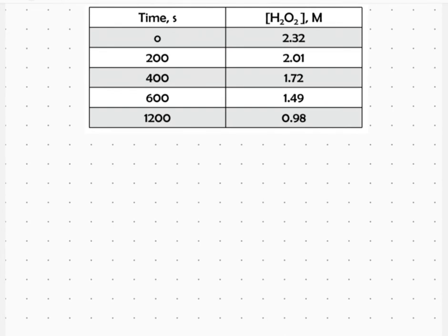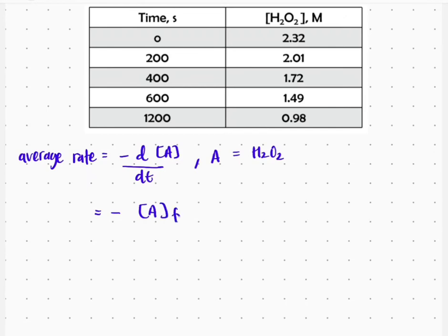Jadi, tadi kita dah go through the formula. Okay, so kita tulis dulu untuk average rate, equals to negative dA over dt, di mana A dalam bentuk soalan ini adalah H2O2. Okay, so kita boleh tulis lagi, change in concentration adalah negative concentration of A final minus A initial. Okay, what about the change in time?